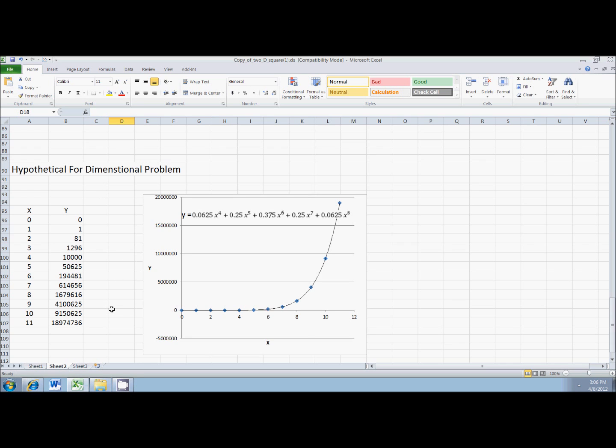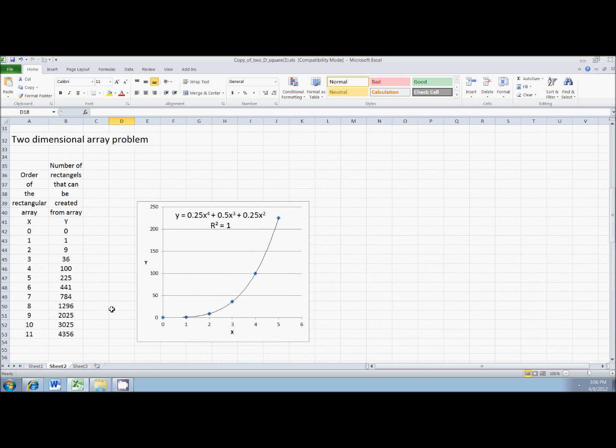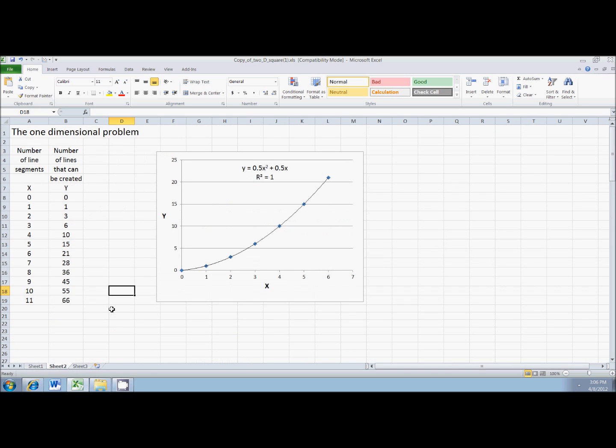I hope that you've enjoyed this little problem. It's a good example of picturing things in 1, 2, and 3 dimensions, and using spreadsheets to analyze numbers and to get equations. And I think it's a good learning exercise for students at various levels of education.